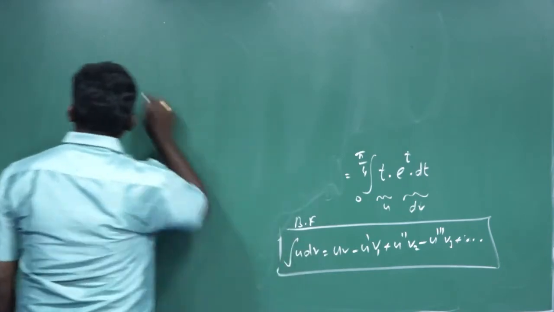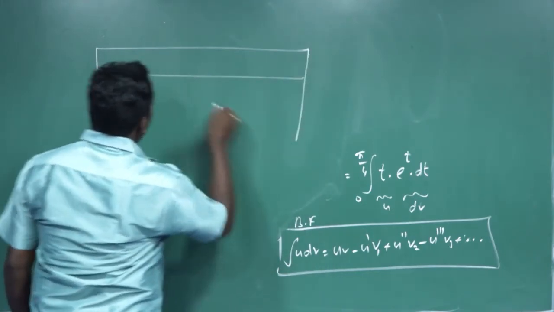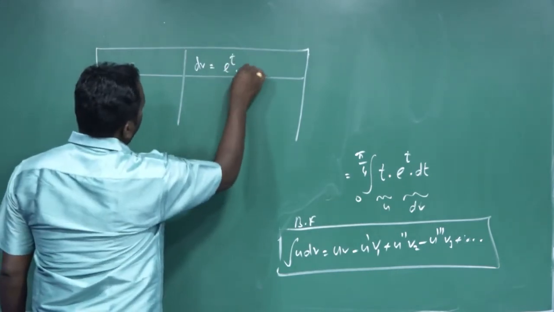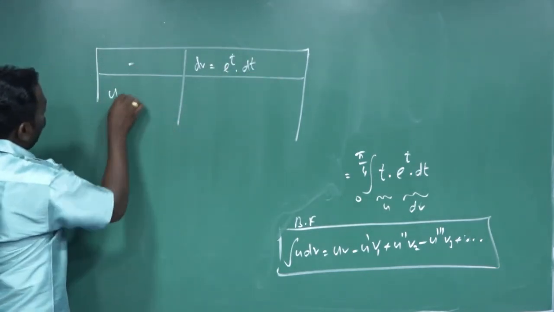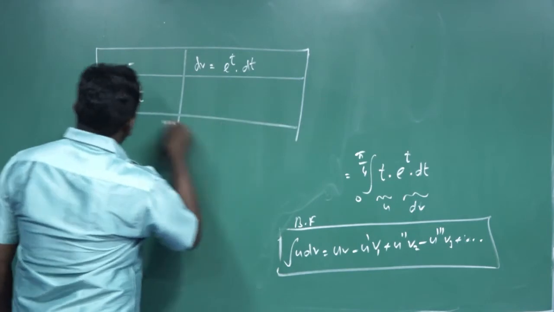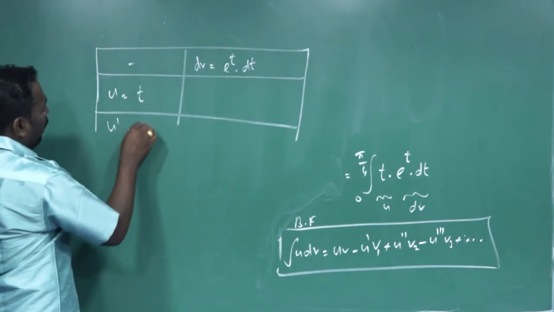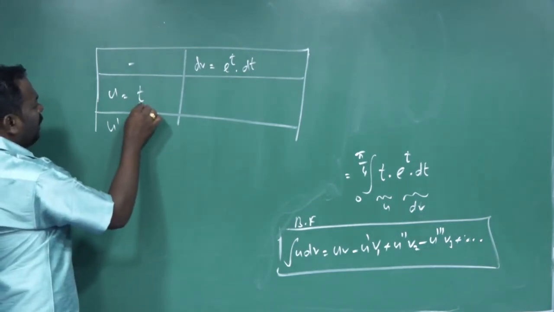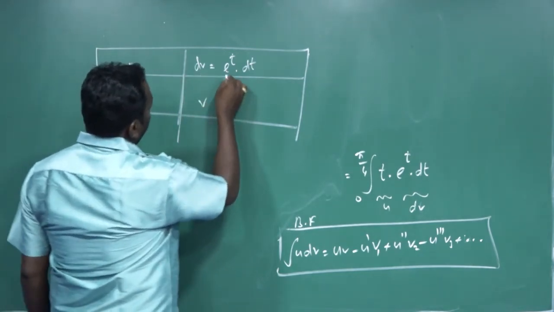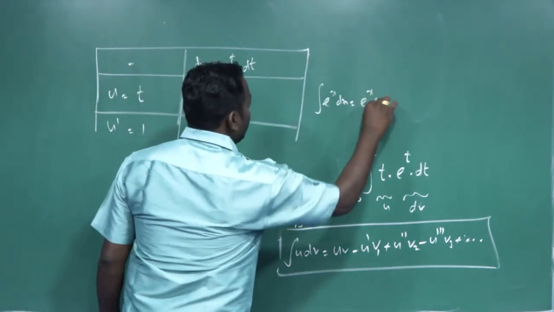So first of all, find the values. Consider a tabular column. First, dv is equal to e power t into dt. Second, u is defined as t. What is the next line? Differentiate u to get u dash: differentiation of t with respect to t is 1. Then integration of dv equals v: integration of e power t becomes the same, e power t, since integration of e power x into dx is equal to e power x plus c.